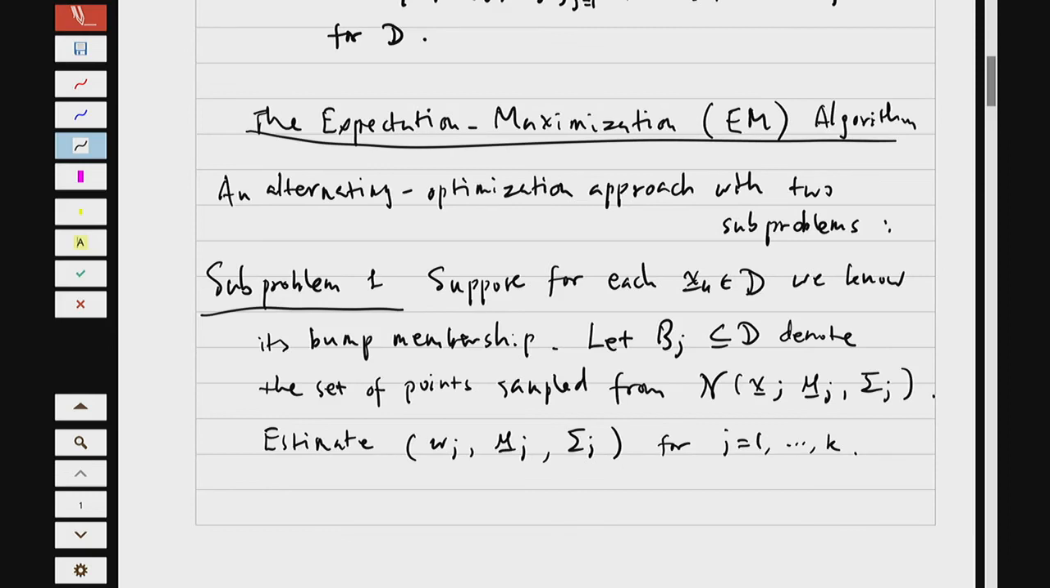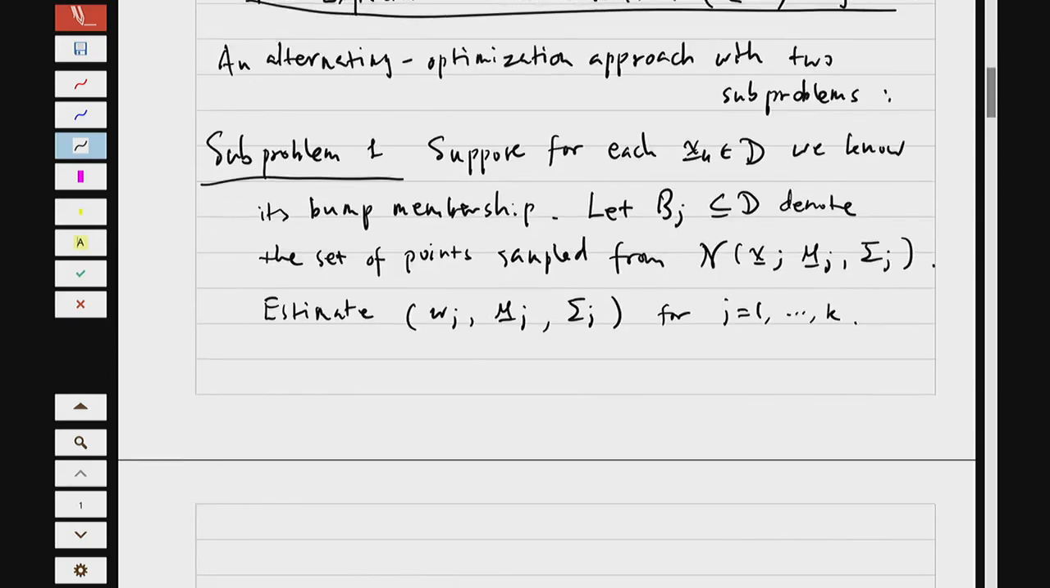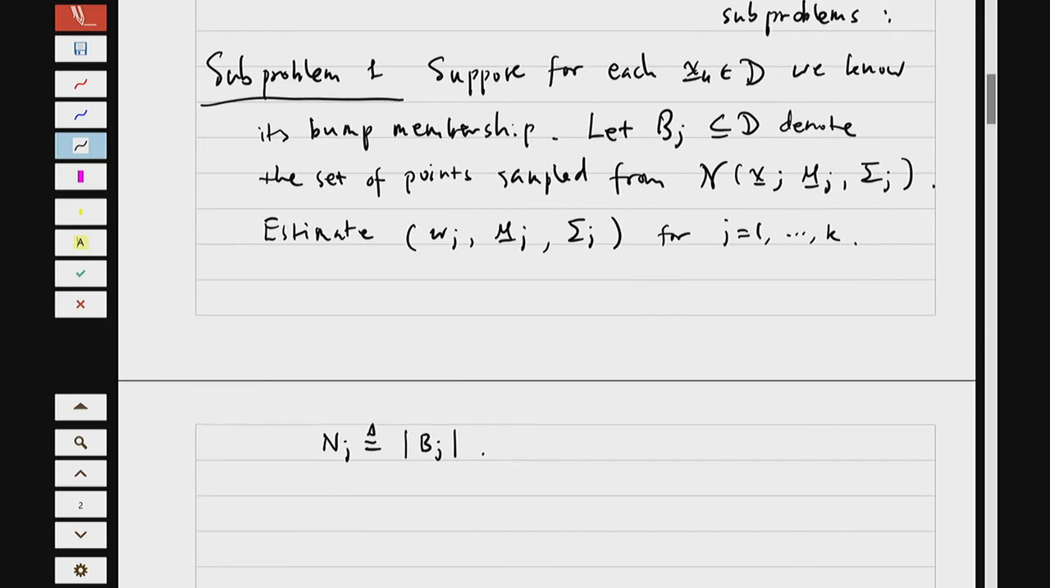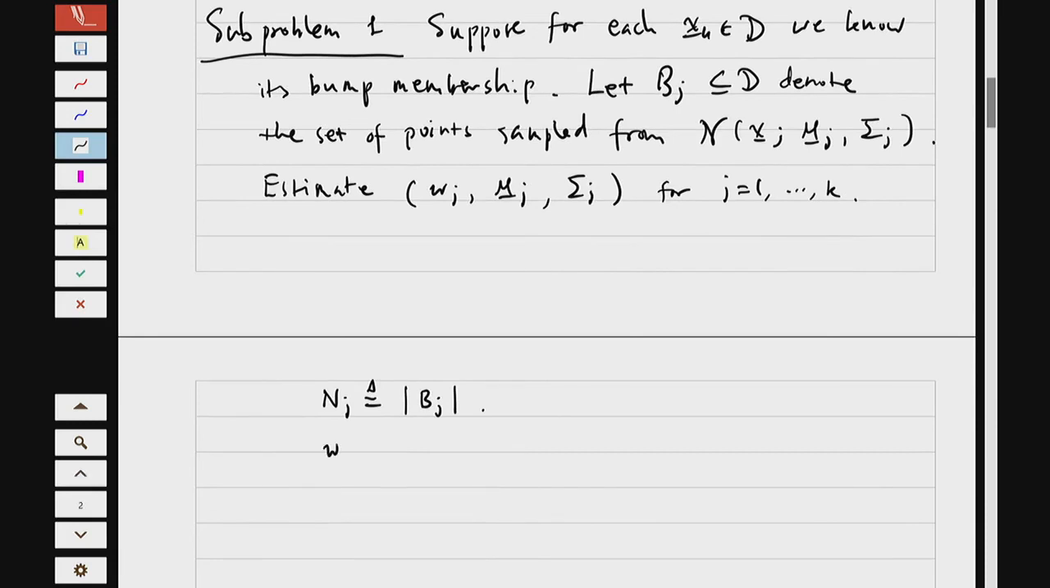So how might one do this? Let's first define m j as the number of points inside bump j. Therefore, this is simply the size of B j, by definition. What would be a good way to estimate w j, w j being the probability that a data point is sampled from that particular bump? What would be an intuitive way?